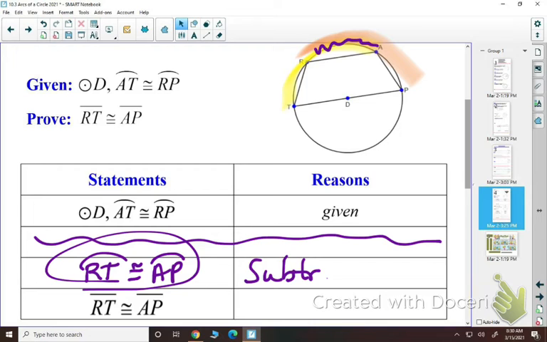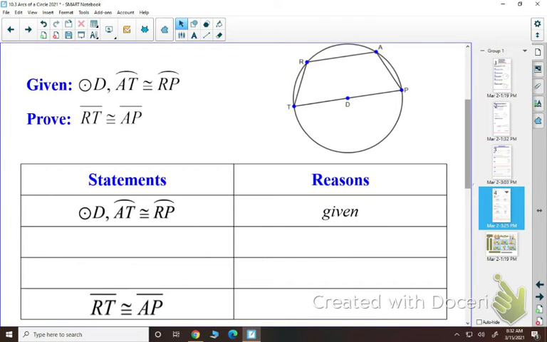Then one of our theorems we had for today says if two arcs are congruent, then the chords are congruent. So again, if we want to write that out, we would say if the intercepted arcs are congruent, then that implies the chords are congruent. Okay, so let's take a look at our other proof then.